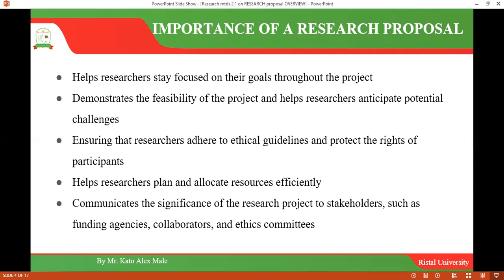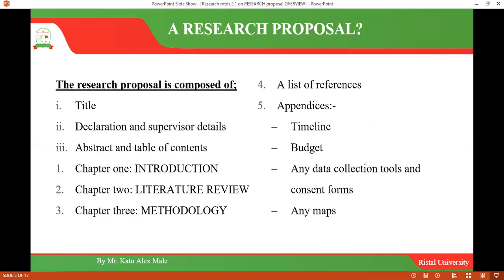It communicates the significance of the research project to stakeholders, for example, the funding agencies, the collaborators, and the ethical committees. They will know the justification of this study. They will know how significant the study is. In other words, it also illustrates what would happen if this research is not conducted, or it indicates how the communities will benefit from this research being conducted.